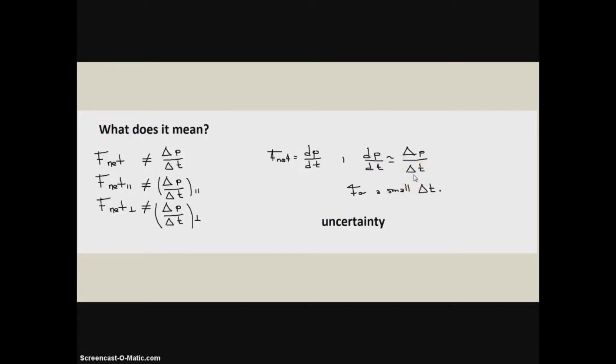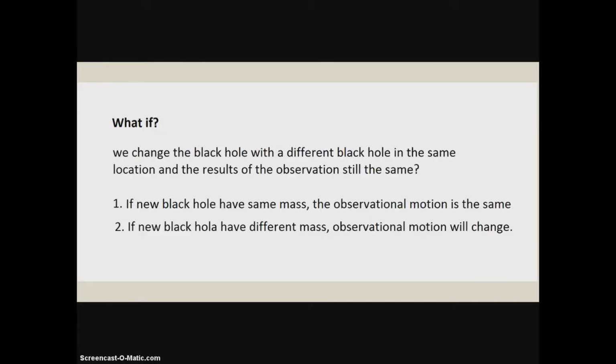In this case, delta t is 1 Earth day, which is big, but compared with the size of the star's path maybe it seems not that small. However, there is a big uncertainty about the change in momentum when we measure that change over a big time interval. What if we replace the black hole with a different black hole in the same location and the result of this observation is still the same?